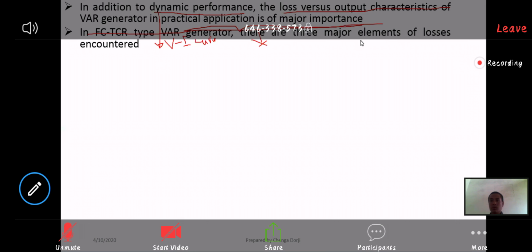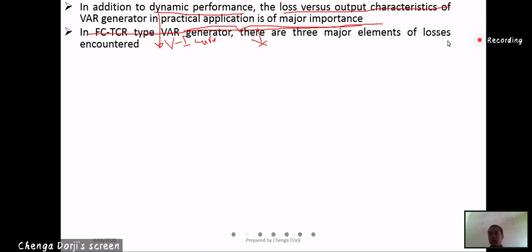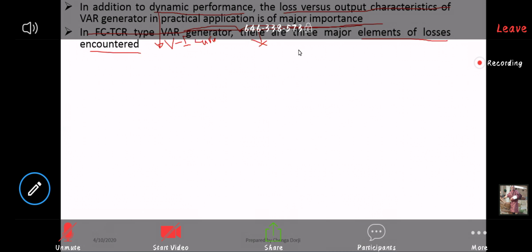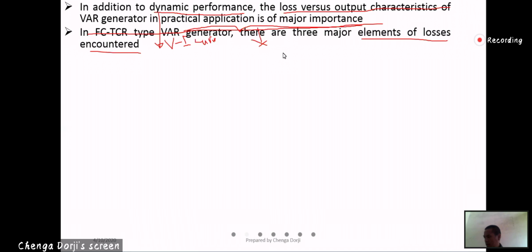In the FCR type var generator, there are three major elements of losses encountered. So any idea for these losses? No, sir. Any idea? Hello, Kezam? No idea. Any idea? Types of losses.